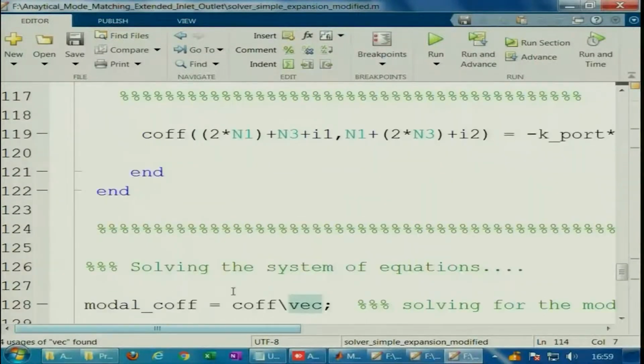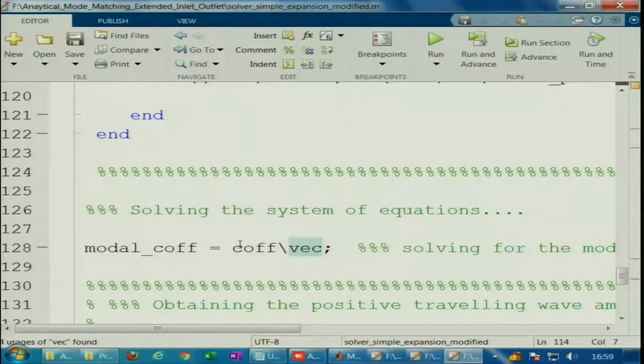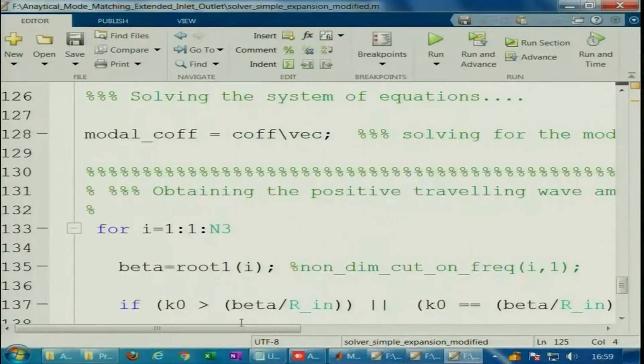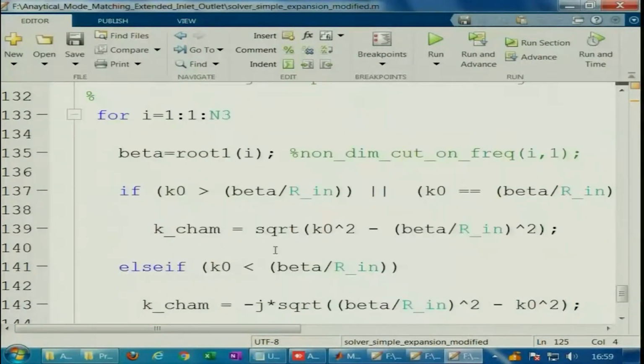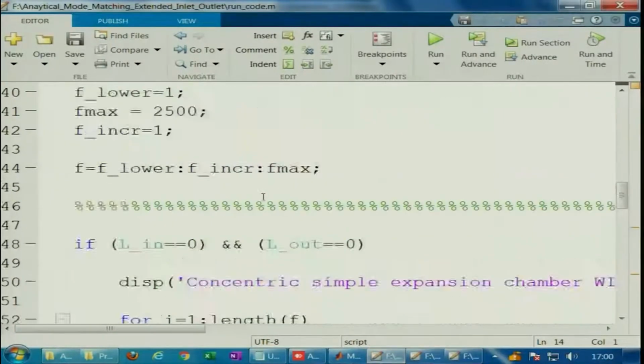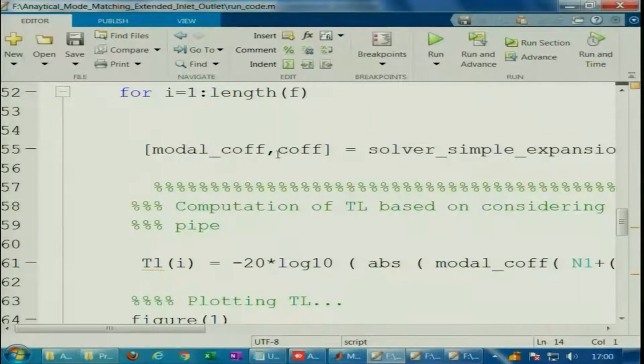Finally, once we get the fully populated coefficient matrix, only some entries are non-zero, otherwise it is 0. Once we get the coefficient matrix and vector, we invert it: cof inverse times vector, so that big matrix inverse into the vector. That will give you the modal coefficients. Then we convert it back to get the positive travelling wave only for a certain mode, and this modal cof is now passed on to the main calling function. We do not necessarily require cof, it is just for checking if things are fine or not.